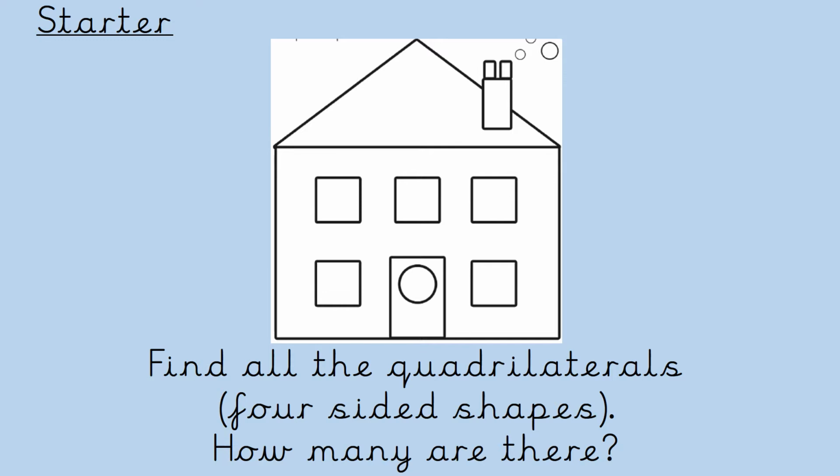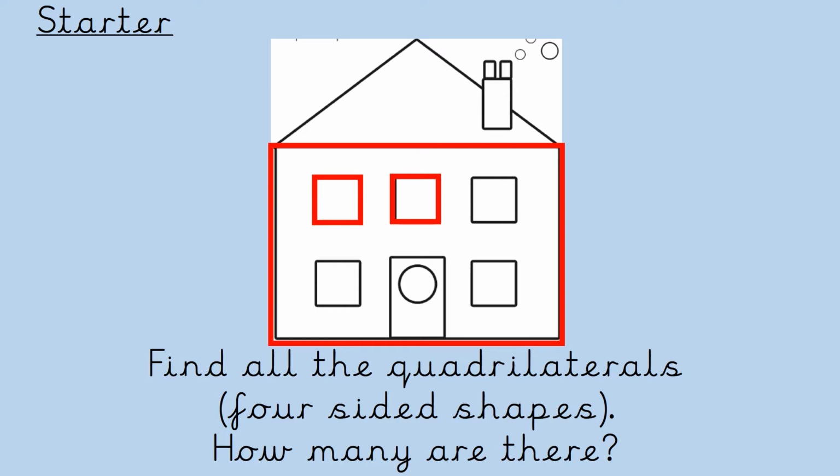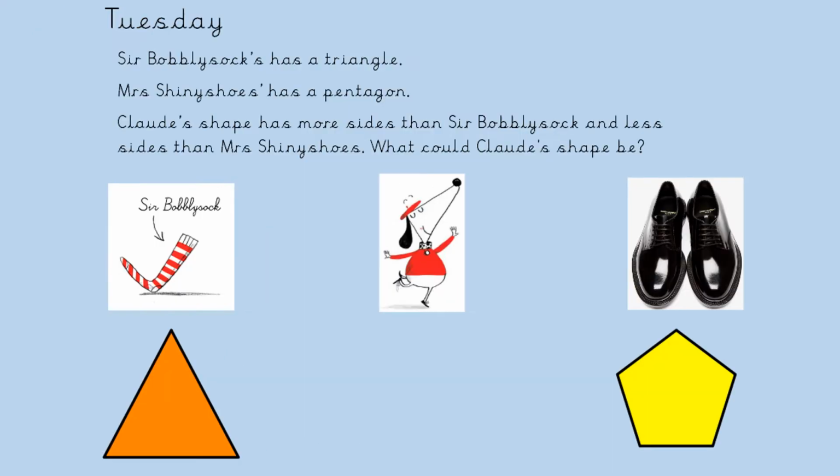Okay, let's count them together. There's quite a few. 1, 2, 3, 4, 5, 6, 7, 8, 9, 10. There are 10 quadrilaterals, 10 four-sided shapes. Some of them are rectangles, some of them are squares. I think we got them all.